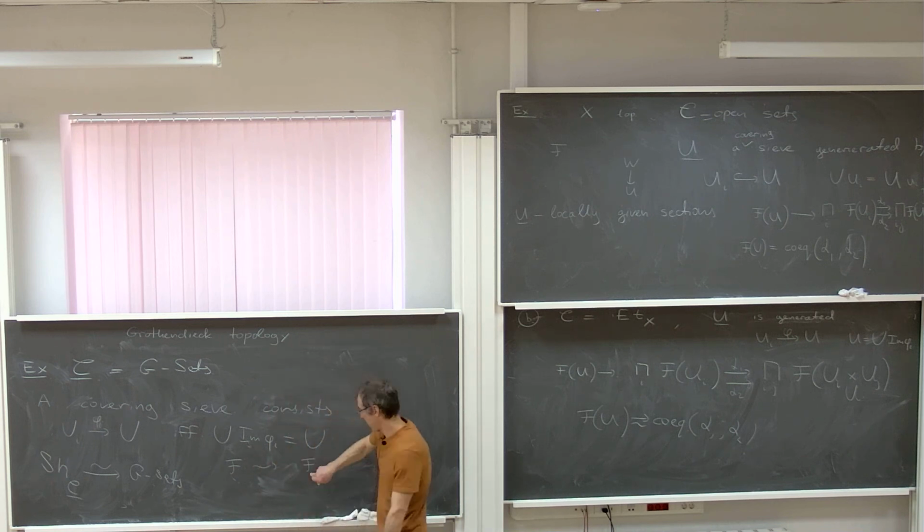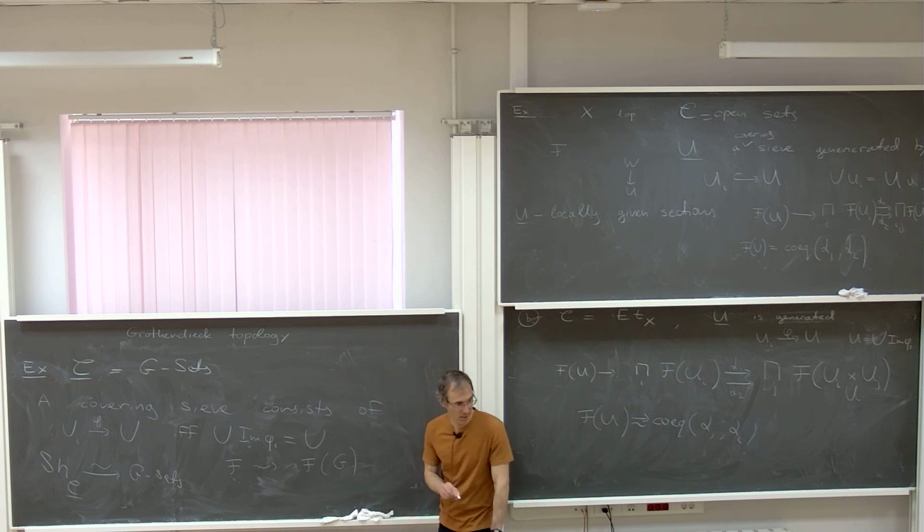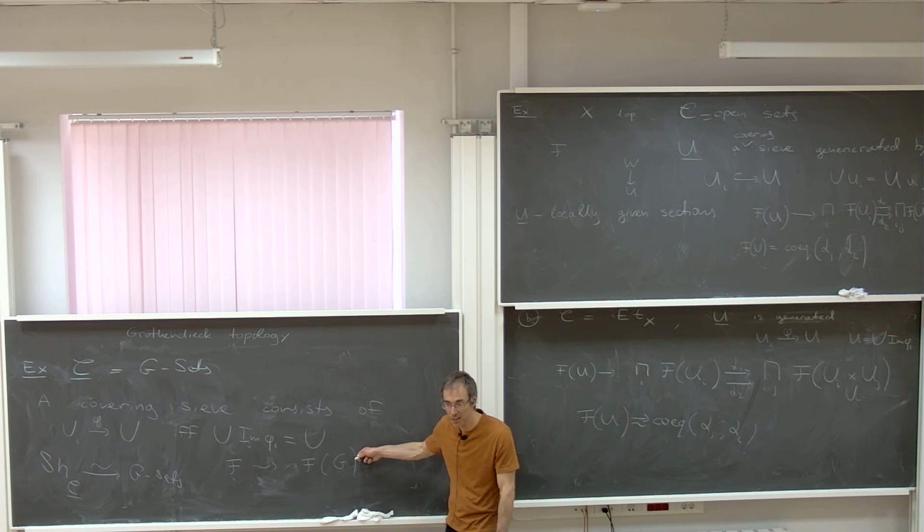So we can consider G as a G set with left action of G. Then I have the remaining commuting right action of G, and this makes it into a G set.